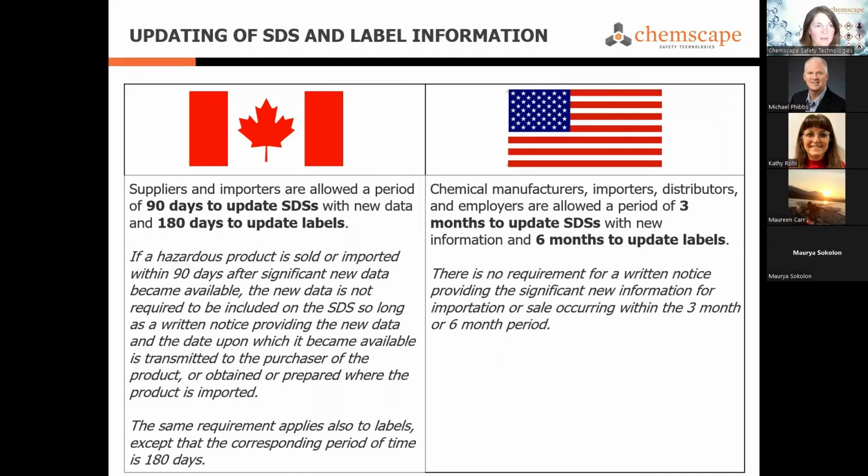Again, more updating. This is important. Suppliers and importers are allowed a period of 90 days when they find out new data. We've seen they want to regulate this a bit tighter, so just write this down and aim for that. You don't want to be caught in there. When you've got new data, make sure you're working on updating that SDS. Like I said, I work the weekend. Anyway, then there are 180 days for labels. You can see the US has a similar thing, just worded differently: 3 months, 6 months to update.